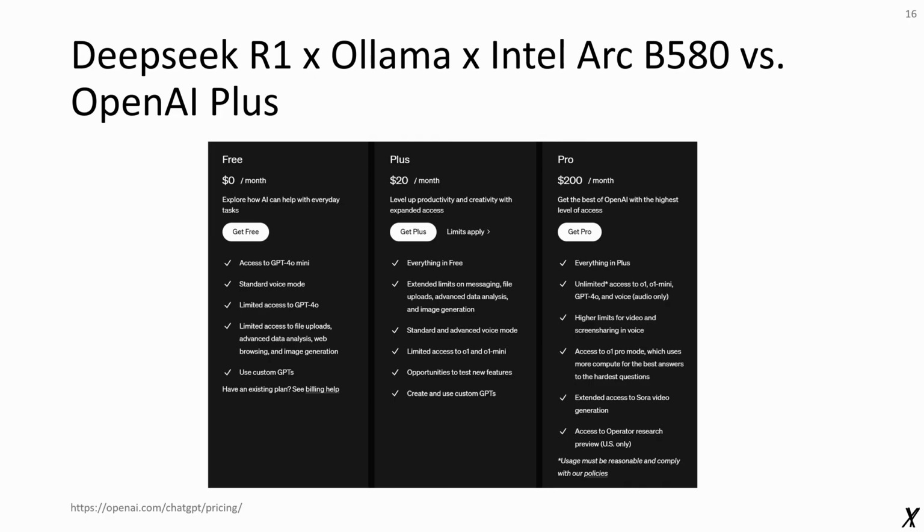In my analysis, I compared the combination of DeepSeek R1, Ollama, and the Intel Arc B580 to OpenAI's paid subscription. Looking at OpenAI's pricing structure, I noticed that access to the o1-mini model, a reasoning model comparable to the DeepSeek R1 14B, requires a Plus subscription or higher. This highlighted for me how the DeepSeek R1 14B model provides competitive performance without the recurring costs of OpenAI's paid tiers.